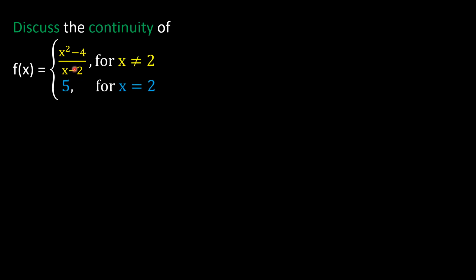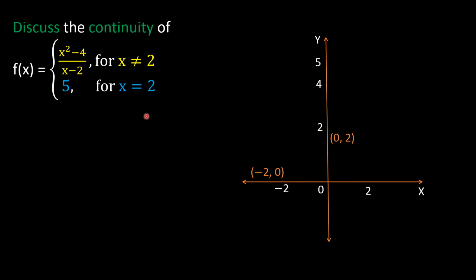Discuss the continuity of the function f(x), which is defined as f(x) equals a rational function for x not equal to 2, and f(x) is a constant function 5 for x equal to 2. Let us draw the graph of this function. Here the value of the function at x equals 2 is 5, that is f(2) is 5, which means that the point (2, 5) lies on the function. It has been shown by a solid point.